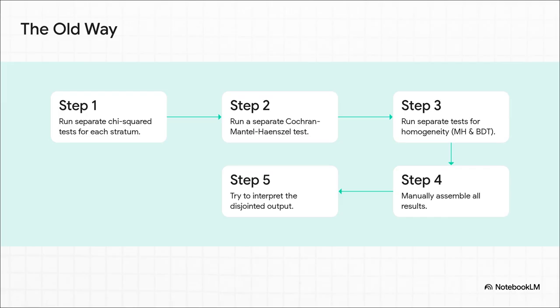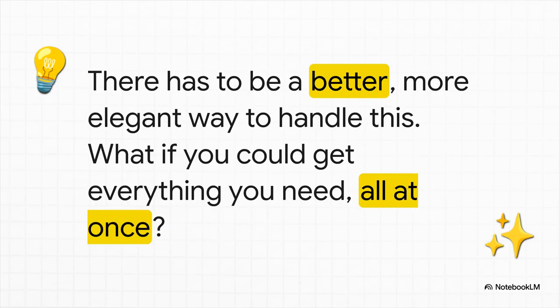The old way. First, you run a chi-squared test for every single one of your strata. Then, you run a totally separate Cochran-Mantel-Haenszel test. After that, you're still not done. You have to run more tests for homogeneity. Finally, you're left with this pile of results that you have to manually stick together and pray you can interpret the whole disjointed mess. It's just so tedious. It just makes you think, there has to be a better way.